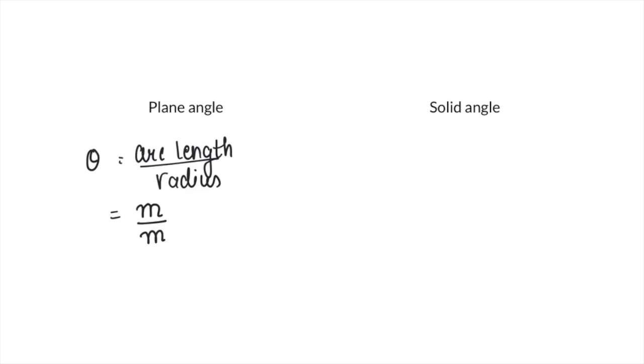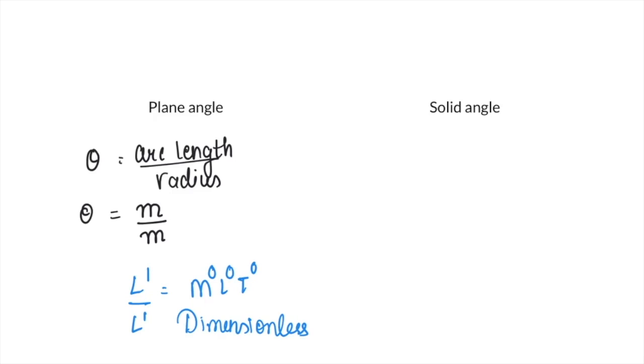So for plane angle, theta is equal to arc length upon radius. Arc length is a length, so it is measured in meter. Radius is measured in meter, right? So meter will be cancelled out, and theta, which is measured in radian, is dimensionless, because for the dimensional formula of theta, L1 and L1 will be cancelled out and it will become dimensionless, that is M will be 0, L will be 0, and T will also be 0. It is dimensionless.